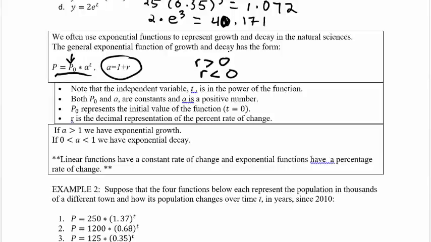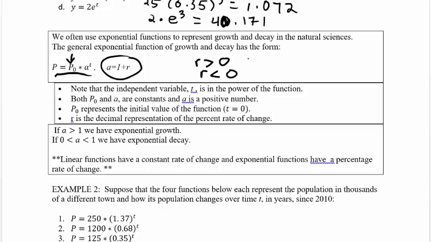So A is 1 plus R, and so I want you to imagine if something was decaying 100%. If we turned that into a number, that would be -1. So we can't really decay more than 100%, so it doesn't make sense for A to ever be negative. So as I said before, P naught is going to represent the initial value of our function.